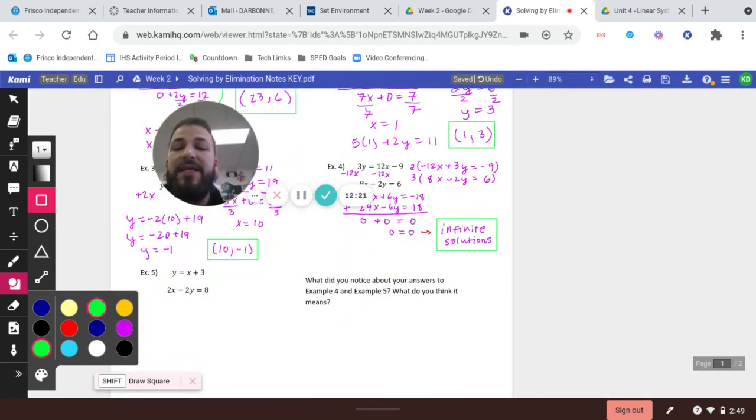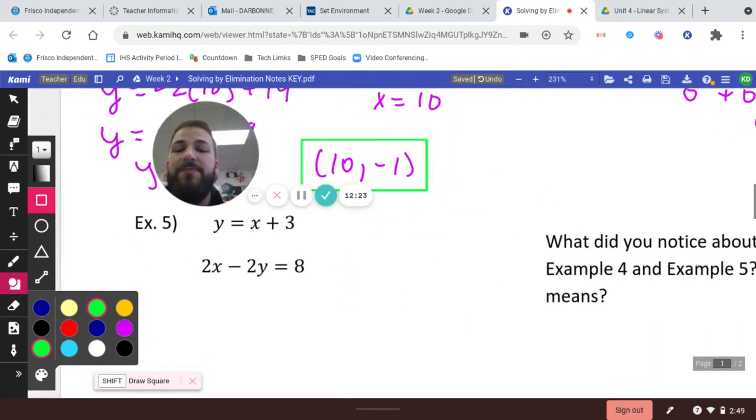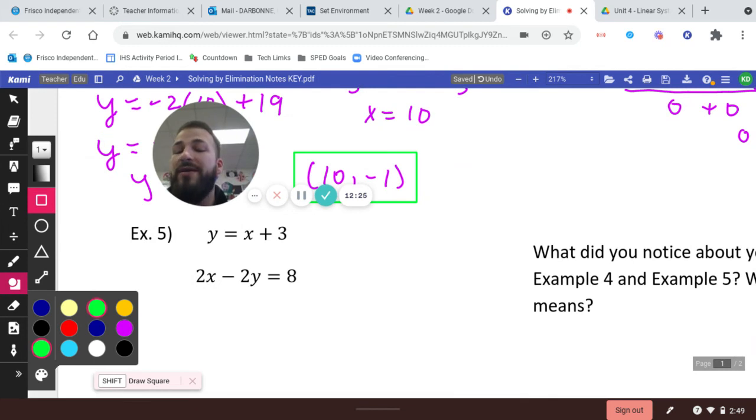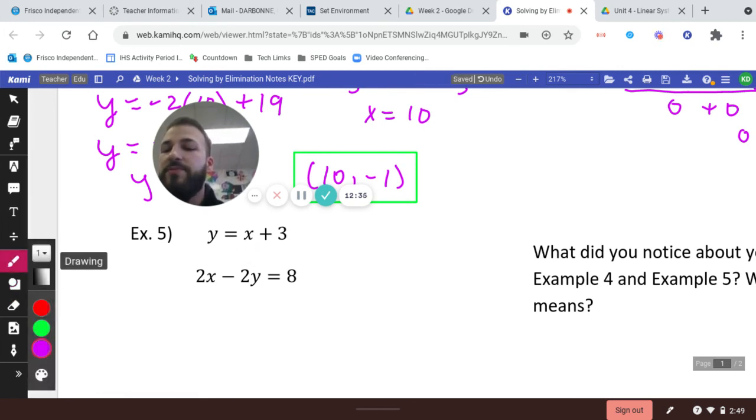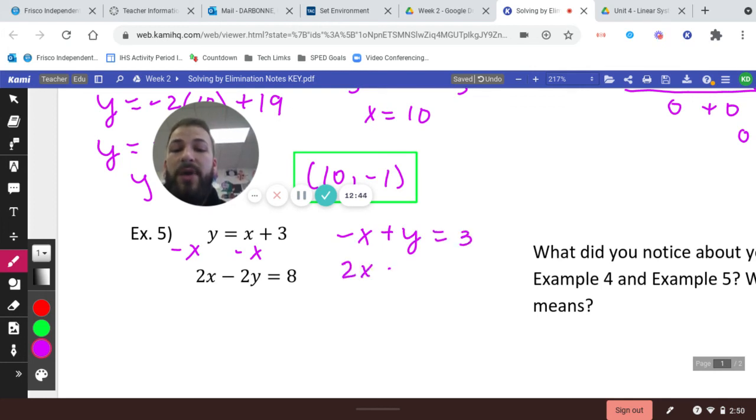Okay, last but not least, number 5, we have y is equal to x plus 3, 2x minus 2y is equal to 8. Okay, so same thing, I got to move one first. So let's move these x's over in this first equation. Minus x, so we get negative x plus y equals 3, and 2x minus 2y equals 8.